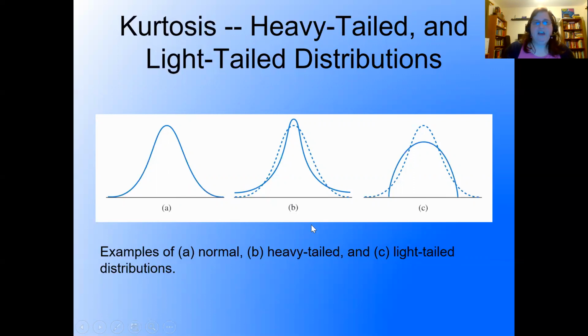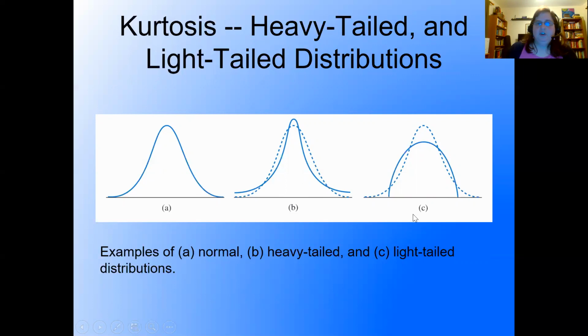B is a heavy-tailed distribution. So here in the dashed line is our normal curve again. And in the solid line is a heavy-tailed distribution. And again, look at those tails, look out toward the end. That's where tails usually are, at the end, right? So if you look out toward those tails on the left and right side, you'll notice there's a fair amount of distance between the tail and the axis, the straight line.